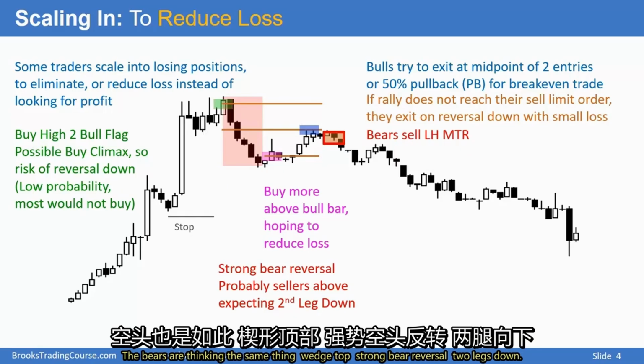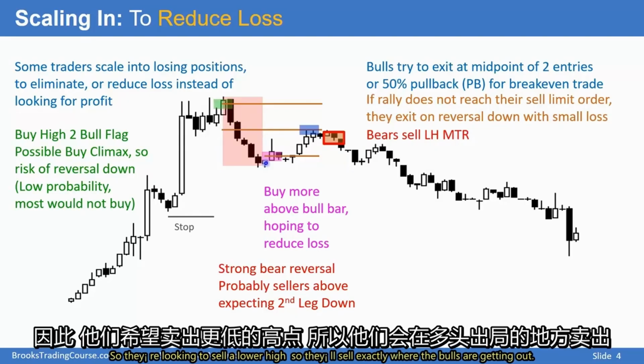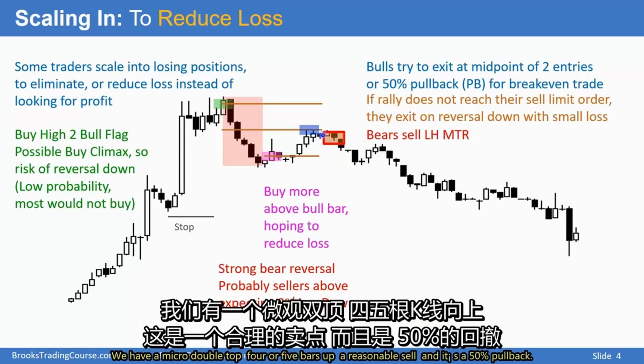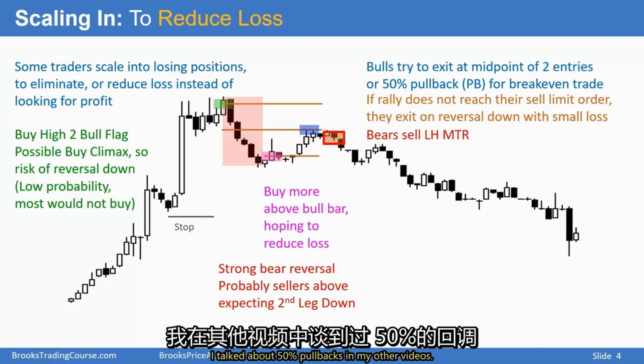The bears are thinking the same thing. Wedge top, strong bear reversal, 2 legs down, so they're looking to sell a lower high. So they'll sell exactly where the bulls are getting out. We have a micro double top, 4 or 5 bars up, a reasonable sell, and it's a 50% pullback. I talked about 50% pullbacks in my other videos.